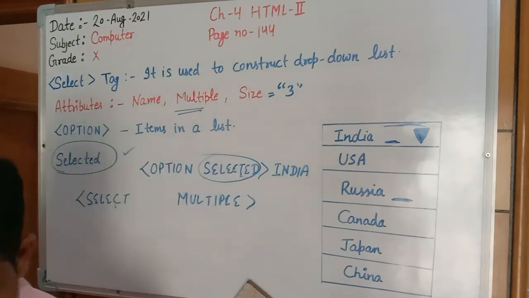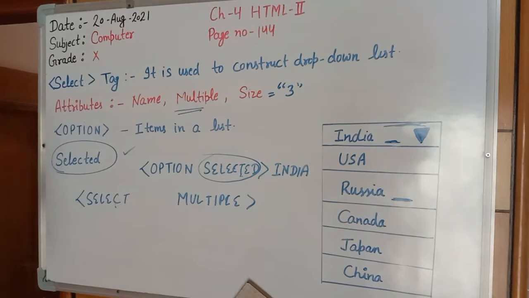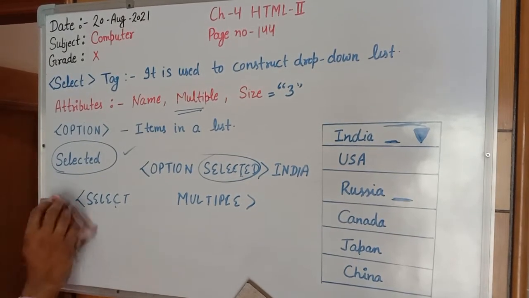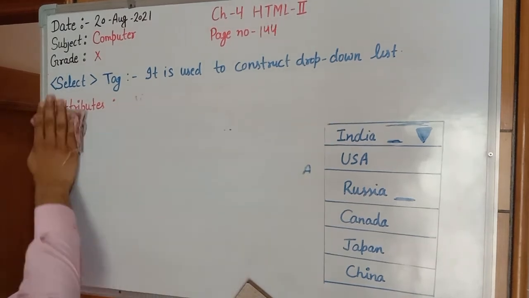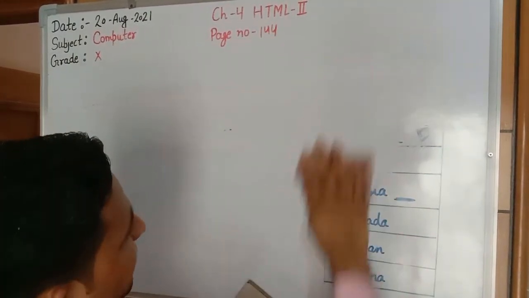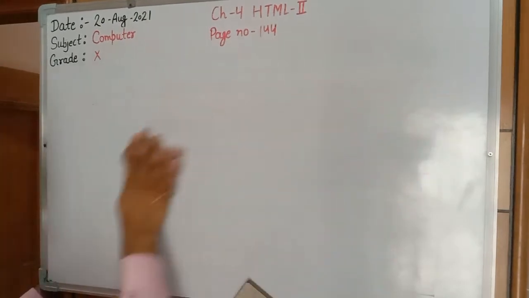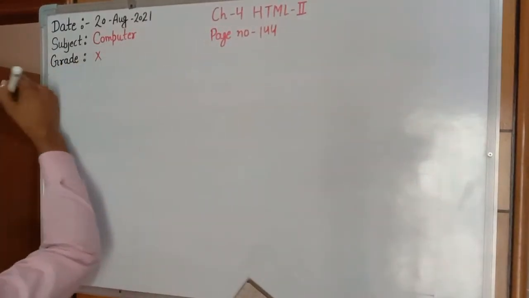Next is text area. Text area is used to prepare the specific area for a specific text. I hope this is clear. Next is text area. Text area is used to select the specific area for a text.